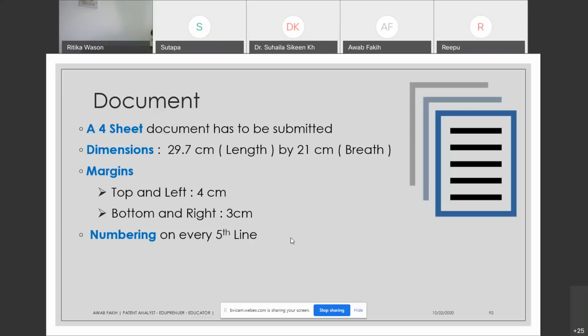And similarly, if you go to the next page, again you start with number 1. So every multiple of the fifth line we have to number it. Now your question would be, where to number it? Left-hand side or right-hand side? The answer is on the left-hand side you have to number it. And if you go to the next page, again you start with the same.